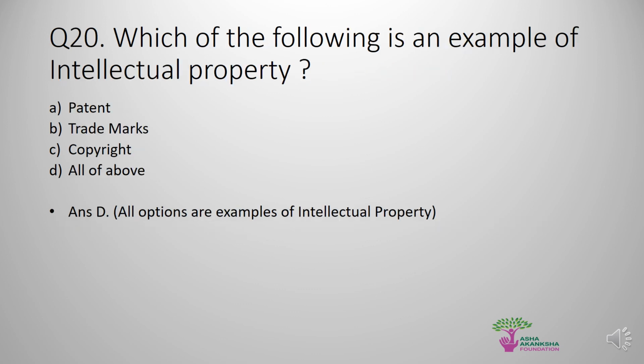The next question, or the last question, is, which of the following is an example of intellectual property? Options are A. patent, B. trademark, C. copyright, or D. all of the above. The correct answer to this question is option D, that is all of the above. Patent, trademark, and copyright are all examples of intellectual property.